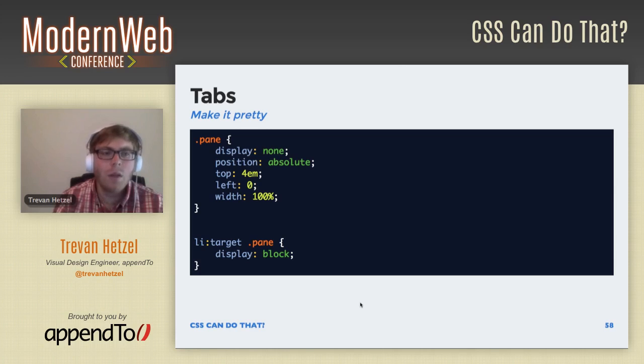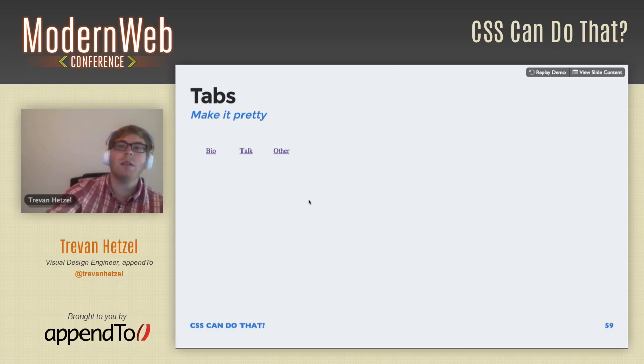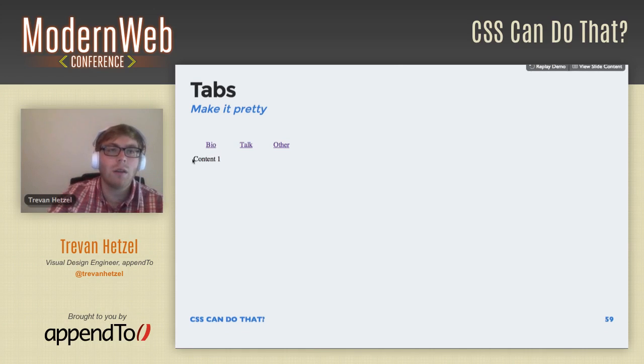So then all we do now is, when the list item has the target pseudo selector activated, we select its child, which is pane, and we just set it to display block. So with that, here's what we get. Notice how nothing is shown by default, but if we click bio, we get the content for that. If we click talk, we get the content for the talk one, and other, we get the content for that one. So right now, this is sort of working. I mean, we have tabs. There's definitely some things that we need to work on though.